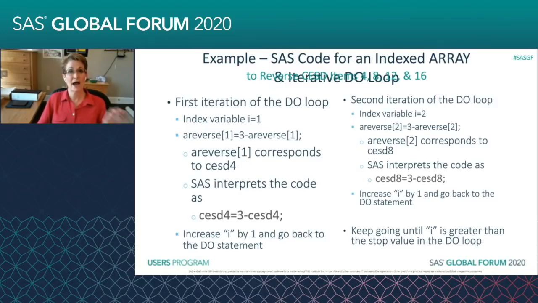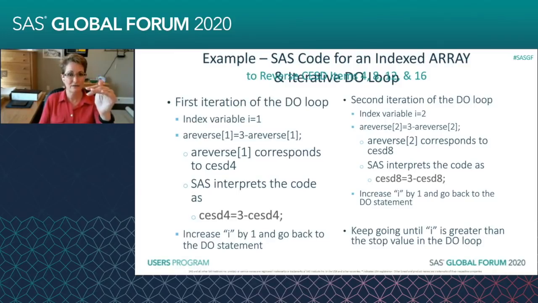So I'm now in the second iteration of the do loop. My index variable value is now equal to 2. So now I'm looking at A reverse item 2 equals 3 minus A reverse item 2. A reverse item 2 corresponds to CESD 8. And so SAS interprets that code as CESD 8 equals 3 minus CESD 8. We increase I by 1 again, and we go back. And we keep stepping through the loop until I is greater than the stop value of the do loop. So it would hit item 4, increase I, and go back to the start of the do loop.